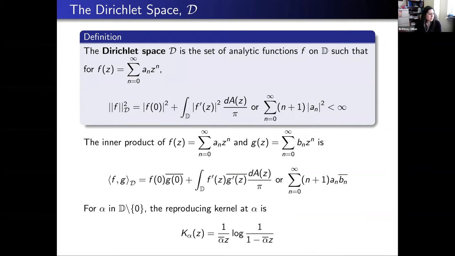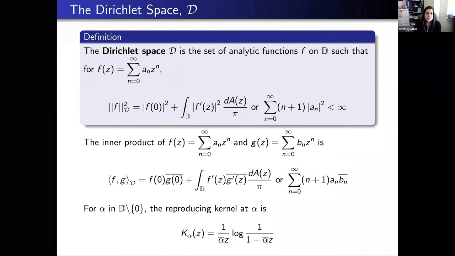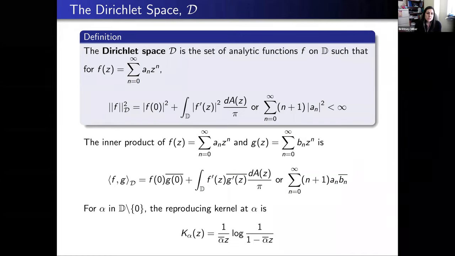So these are just some specific examples of our Hilbert spaces of analytic functions. Most of the results, all of the results, will apply to the Hardy space. Most of them can also be applied to the Bergman space, but not all of them work in the Dirichlet space.